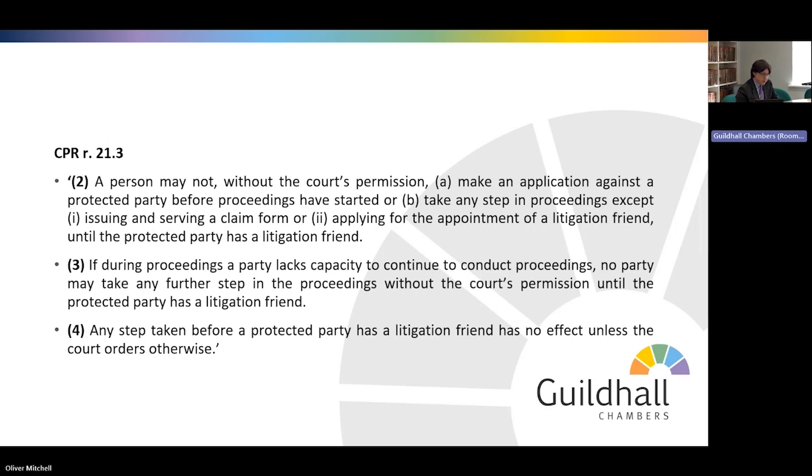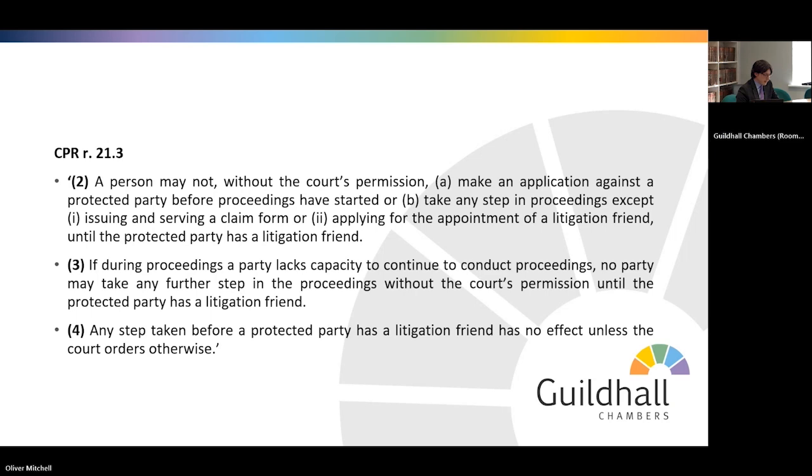The exception to the general rule is that a party can issue and serve a claim form and apply for the appointment of a litigation friend if necessary before a litigation friend has been appointed. That's in the case where the protected party who needs the litigation friend is the defendant. It seems tolerably clear that this does not extend to where a claimant lacks capacity; they are going to need a litigation friend from the start.